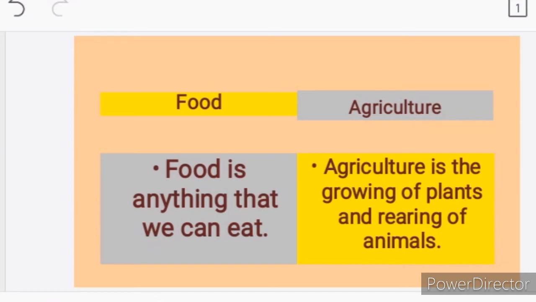Agriculture is the growing of plants and rearing of animals. Now, the type of plants that a particular set of people grow determines the type of food that they will eat. Do you understand? So the cultural food of any group is dependent on the type of plant that is grown in that region.